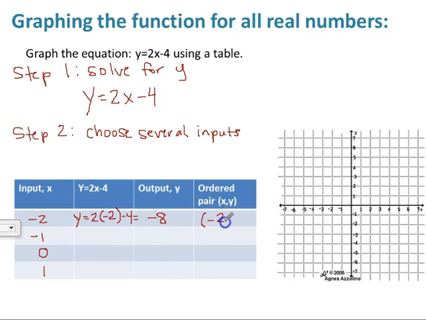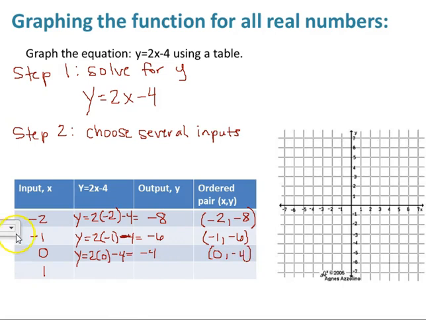So my ordered pair, when the input was -2, my output was -8. Let's do -1. I'm going to plug in -1 where I see x. 2 times -1 is -2. Take away 4, we get -6. So when my input was -1, we got -6. How about when my input is 0? 2 times 0 is 0, minus 4 equals -4. So when my input value is 0, I get -4. And I'm seeing a pattern here.